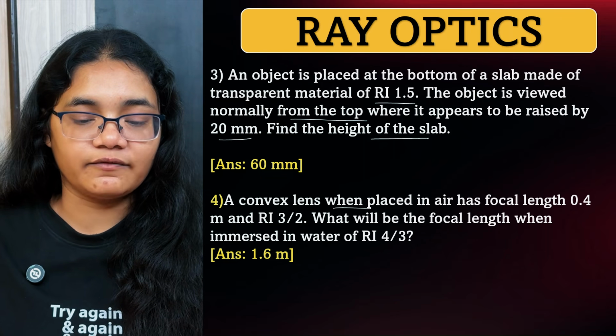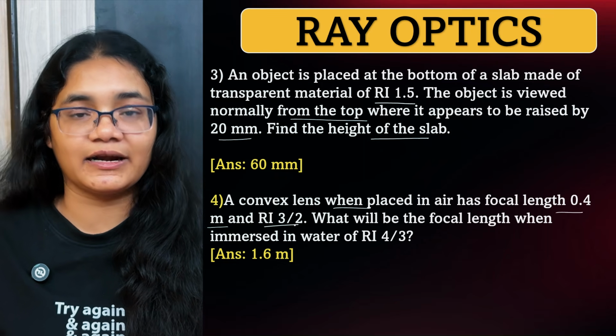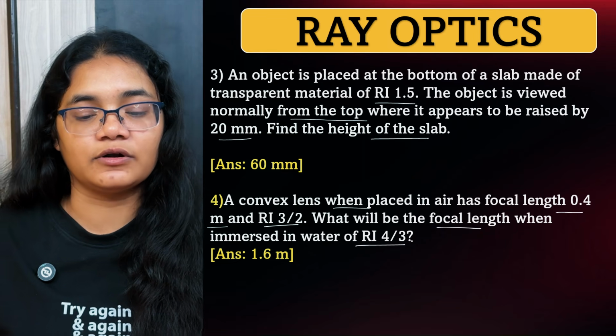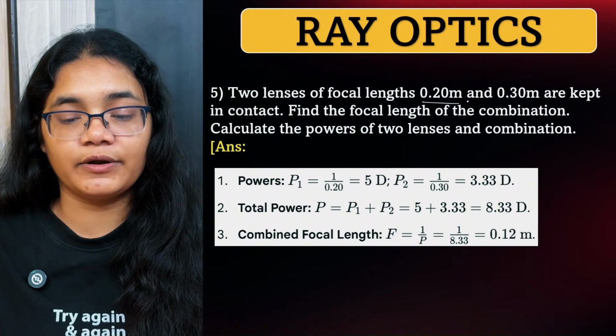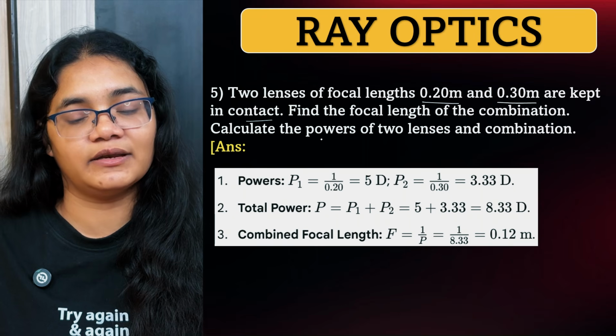Next, question number 4, a convex lens when placed in air has a focal length of 0.4 meter and the refractive index is 1.5. Now what will be the focal length when immersed in water of refractive index 4 by 3? Next, two lenses of focal length 0.2 meter and 0.3 meter are kept in contact. Find the focal length of the combination.